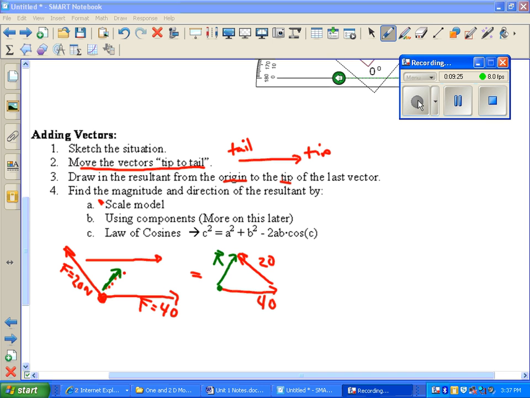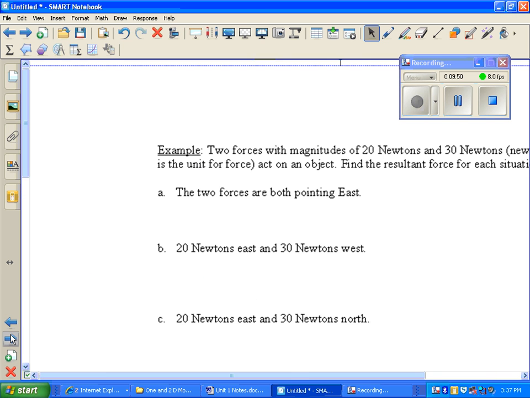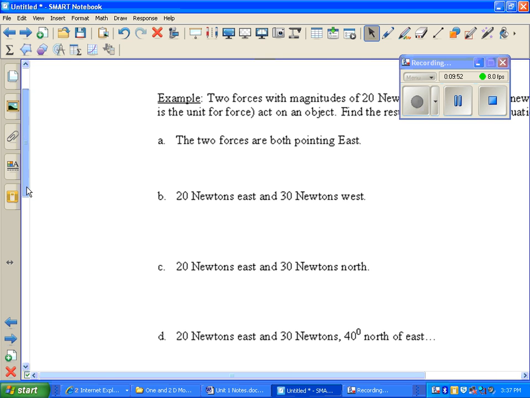If I do it out, sure enough, it is going up and right, just like I said it should back here. Now, in order to do it correctly and get a good value, we have to use a scale model, is one way. We're going to learn how to do it using components in a little while. And then in pre-calc, you might use the law of cosines to do it, but we're not going to do that in here. Top of the next page is some examples.